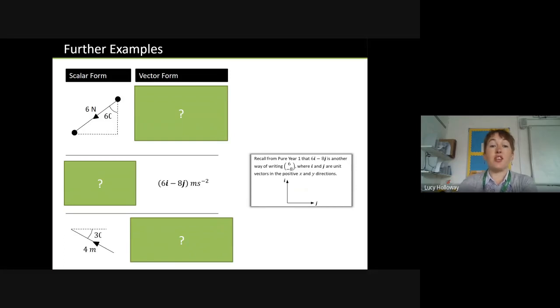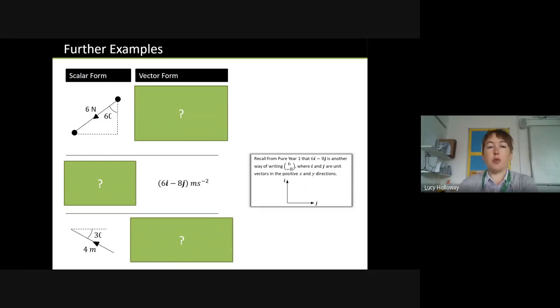So there's another 3 questions for you to have a go at on this slide. So you can pause the video again and see if you can use what we talked about on the previous slide to answer them. The only difference here is that for the middle question, instead of using the column vectors to represent the vector, we're using this new notation that you might not have seen before at GCSE, where we use I and J. We call it IJ notation. So the I component is the horizontal component and the J component is the vertical component. So it's just another way of writing a column vector 6, -8, as it says in the box.